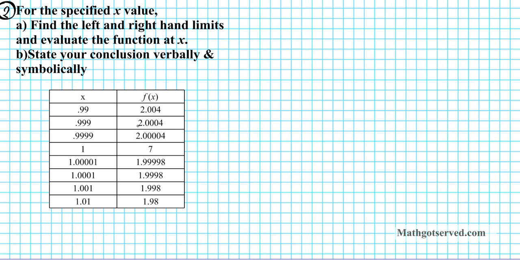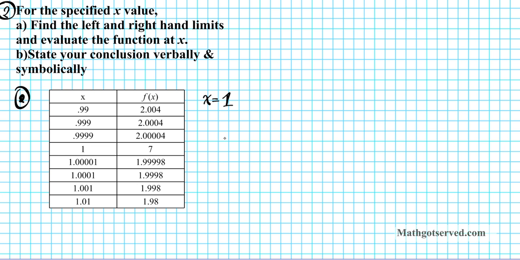Okay, so we have a table that represents a function. So we just examine this problem. For number 2, this is going to be for x equals 1, okay? So by inspecting this function, can we answer the following questions? Left and right-hand limits relative to x equals 1, and also state our conclusion verbally and symbolically, okay? So let's go ahead and find the parts.